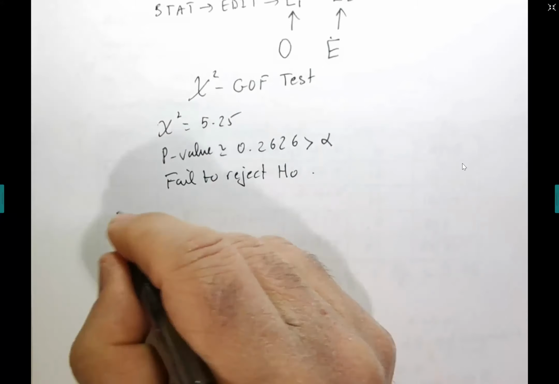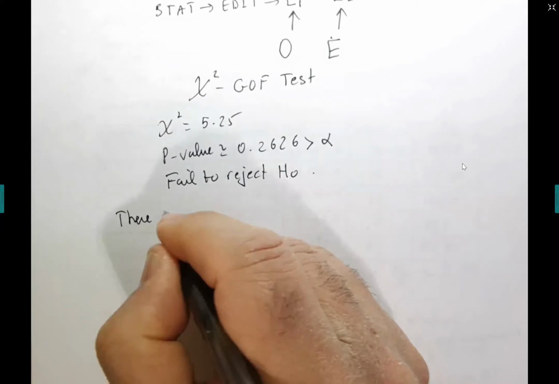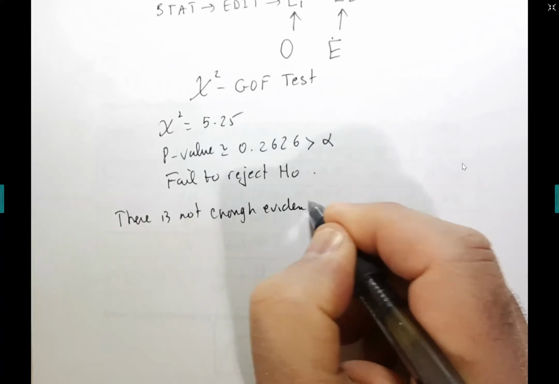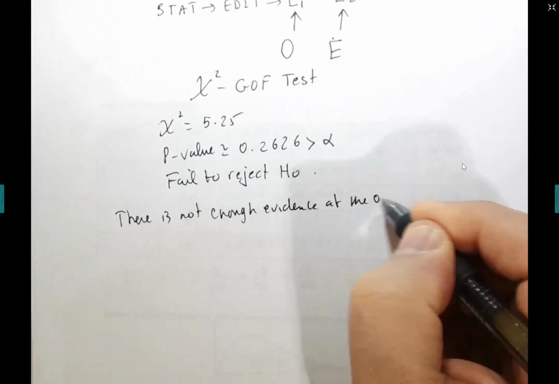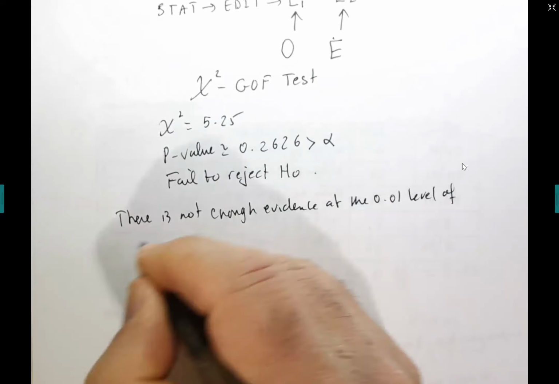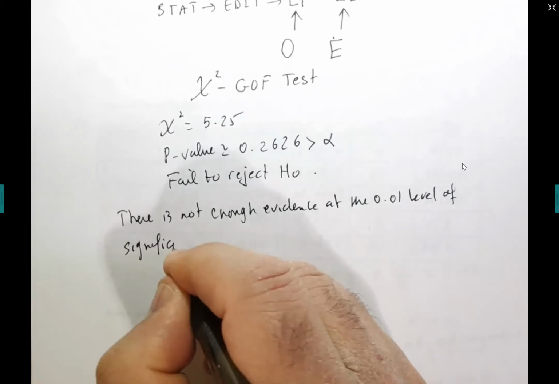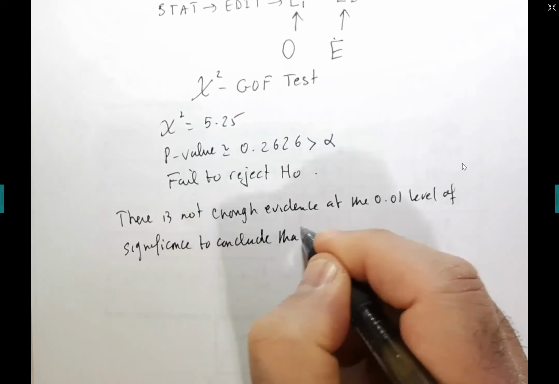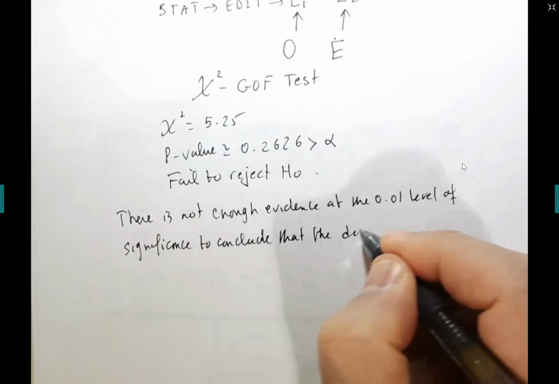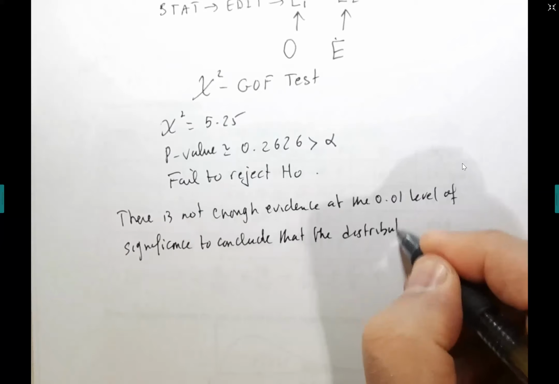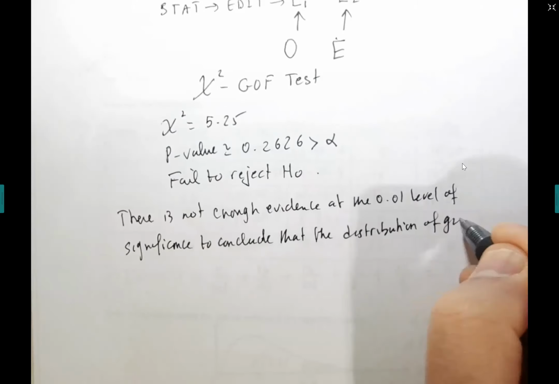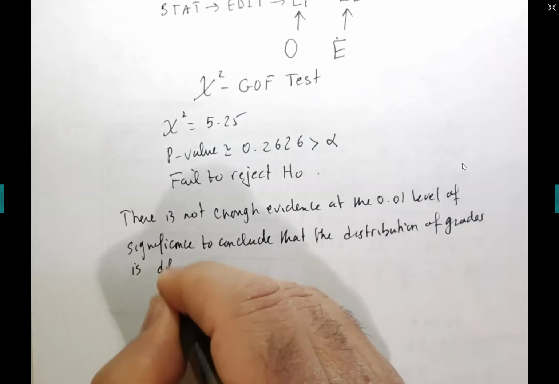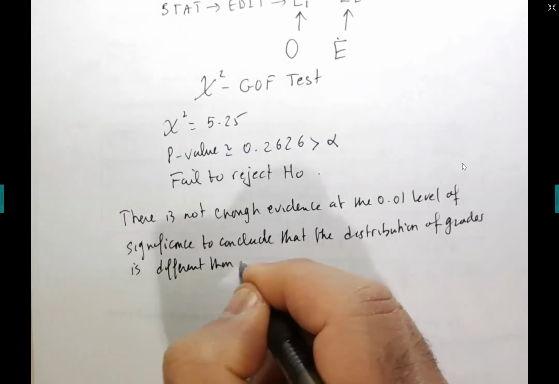And then the conclusion, it's the exact same conclusion, guys. There is not enough evidence at the 0.01 level of significance to conclude that the distribution of grades has changed or is different than expected. So it's still pretty much the same.